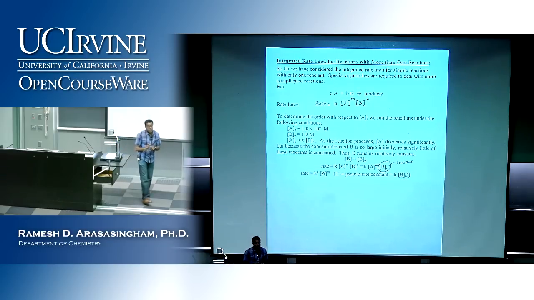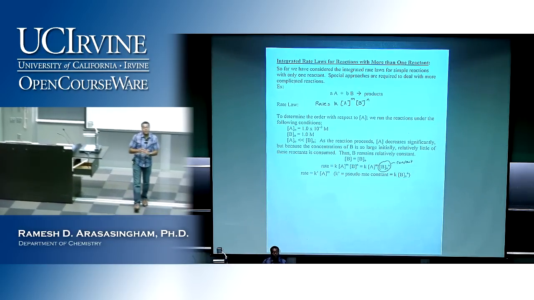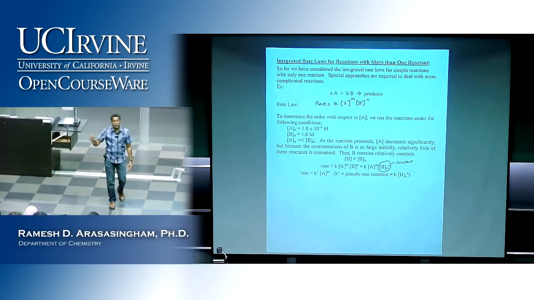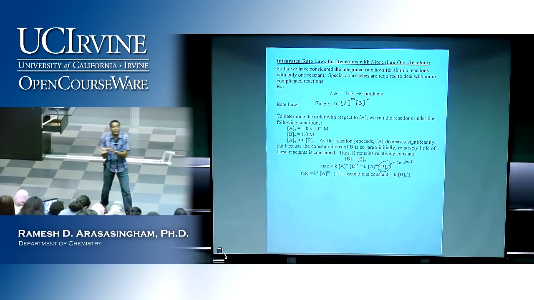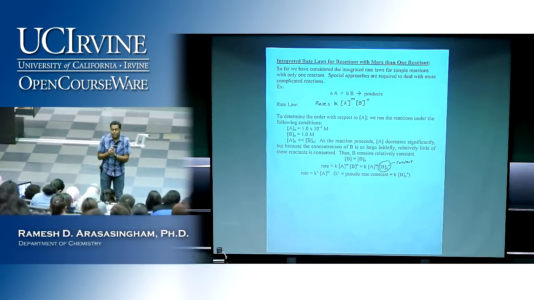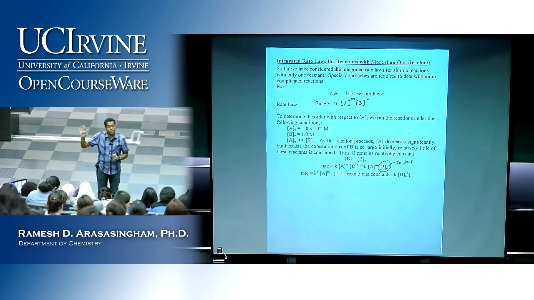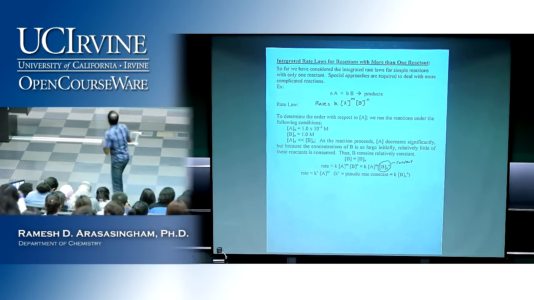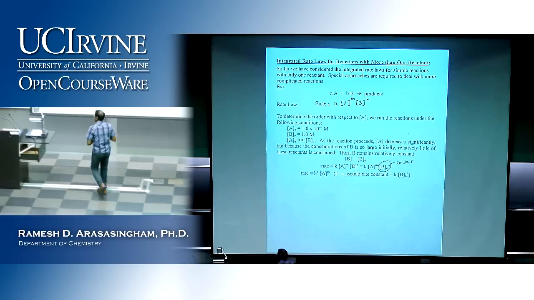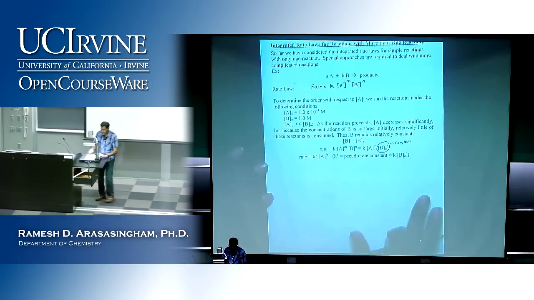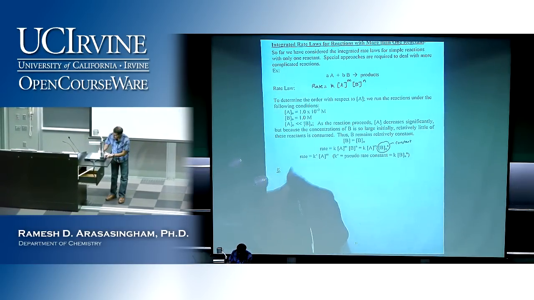Do you guys see that? So essentially what I'm doing is, by keeping one concentration really large, I'm making it look like you have only one reactant. All right? Because one concentration does not change. And now what I would do is I would carry out this experiment, and I would take, at different time intervals, I will look at concentration of A.